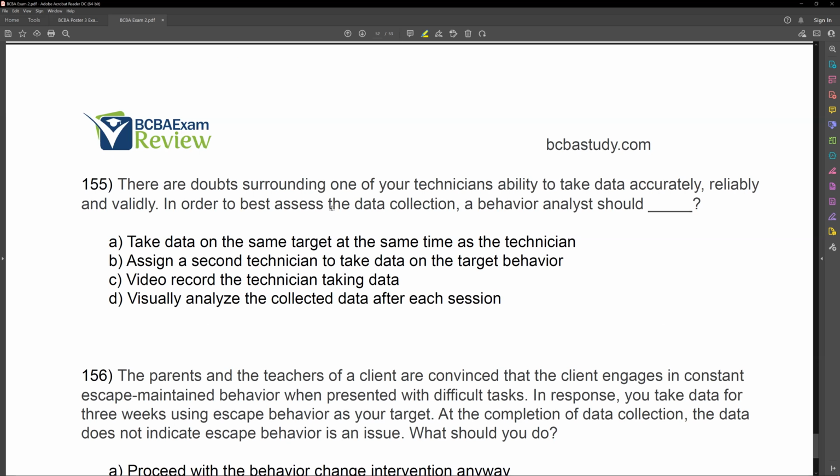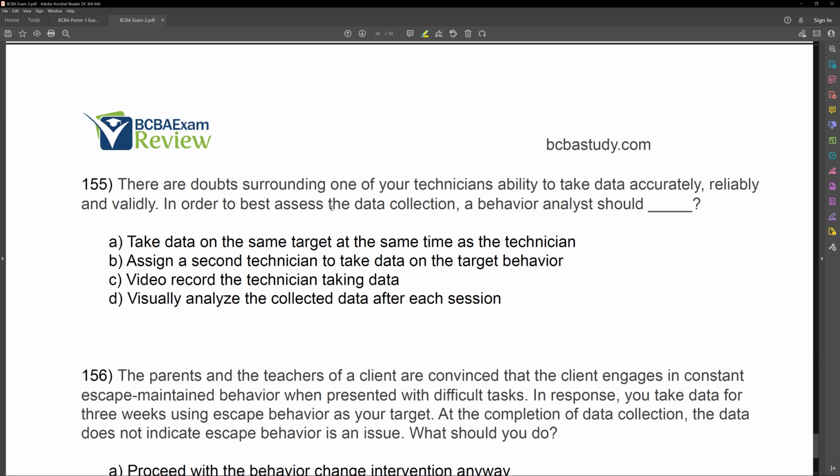Do you need to A, take data on the same target at the same time as the technician? Yes. What better way to figure out if that technician is not taking valid data, if they're not taking accurate data, if they're not taking reliable data, than to take data with them? You're going to quickly find out, is their data good or is their data bad? A is pretty good, right? Let's read all of our answer choices and see if we have a better answer.